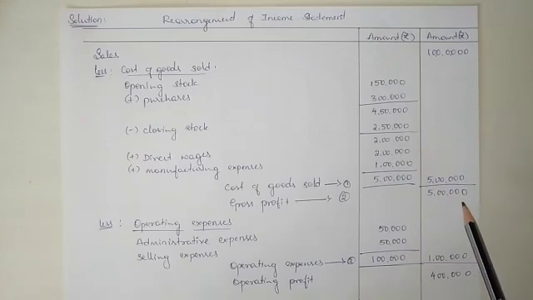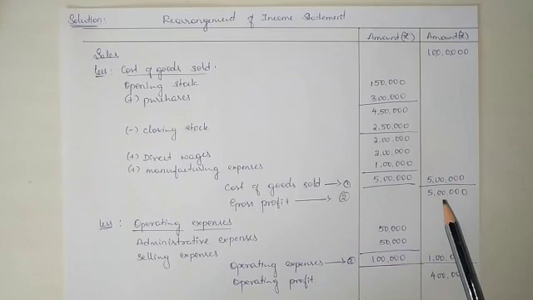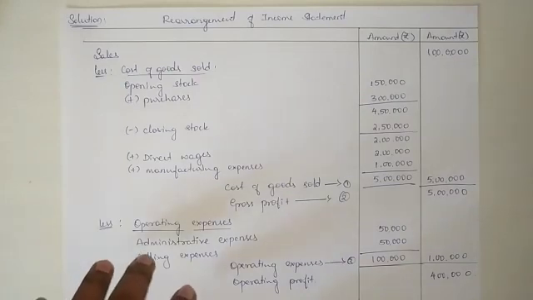This cost of goods sold is reduced from the sales, and you will get gross profit. After gross profit, any operating expenses will be reduced, that is rupees 1 lakh. Administrative expense is rupees 50,000, selling expenses is rupees 50,000. So total operating expense is 1 lakh. From the gross profit, I am reducing the operating expenses to arrive at operating profit, that is rupees 4 lakh.